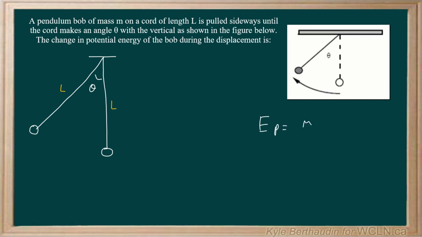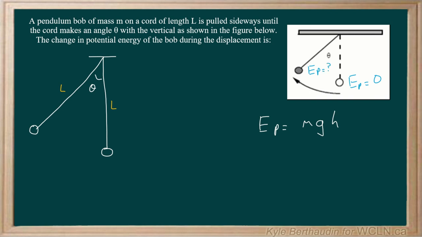EP equals mass times g times height. Now we want to know what is the change in potential energy. In other words, what is the difference in potential energy from here to here? So what we can do is assume that the potential energy at the lowest point is equal to 0. And then we can just find the potential energy at the highest point, and that is our answer.